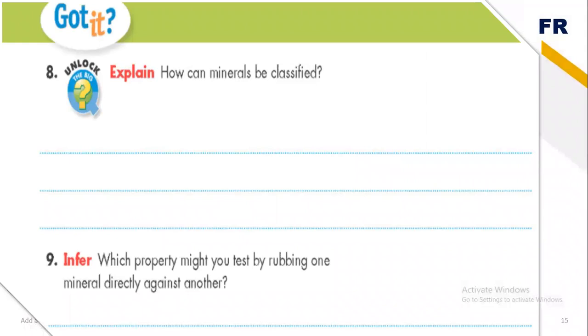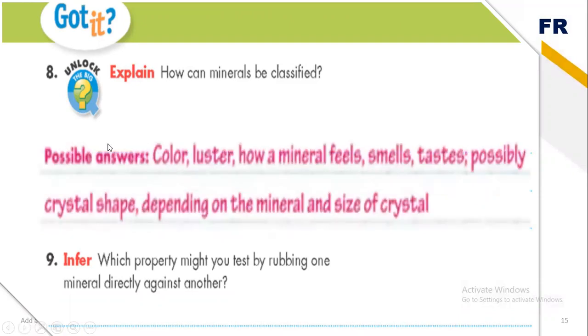How can minerals be classified? By the properties I told you: color, streak, cleavage, hardness, being attracted by a magnet, and using your senses by smell, taste, or touch. Which property might you test by rubbing one mineral directly against another one? That's hardness. You remember when I told you that each mineral can scratch the minerals before it, or those with a lower ranking on the Mohs scale?